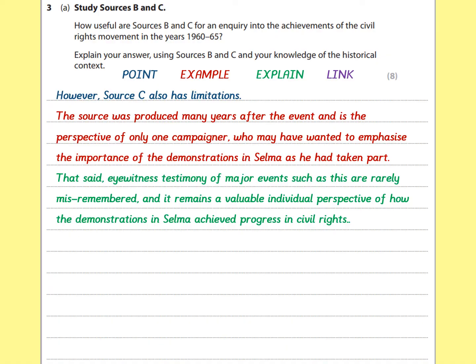So I've balanced my answer here a bit by recognising a limitation but also saying why it's not that bad. This ultimately makes the source useful. So I get some credit for recognising the limitation, but also for relating it back to the fact that actually, despite this, it's still useful. So I'm still answering that question. How useful is the source?